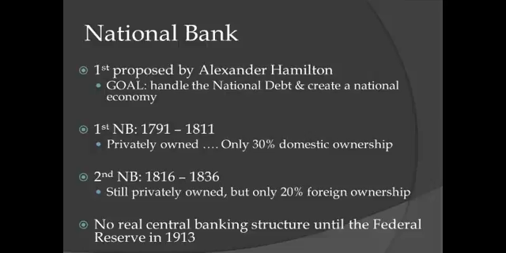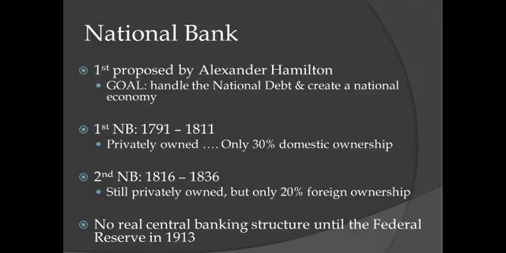So the first national bank lasted from 1791 to 1811. It was privately owned, but there was only 30% domestic ownership, which means 70% of that national bank was owned by other countries. So that's something to think about as far as how that might have affected the running of the national bank. The second national bank lasted from 1816 to 1836. It was still privately owned, but this time we have a huge switch. Only 20% foreign ownership, which means 80% of the ownership came from us specifically in this country.